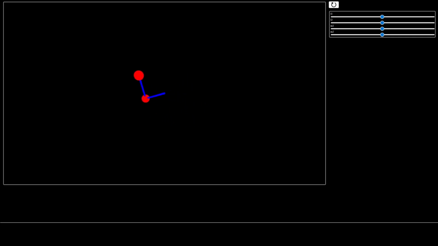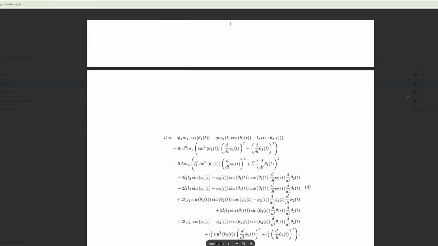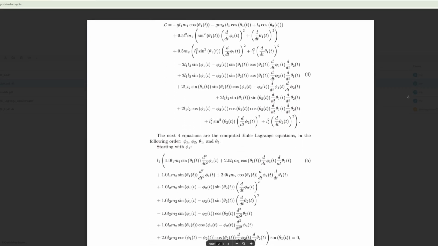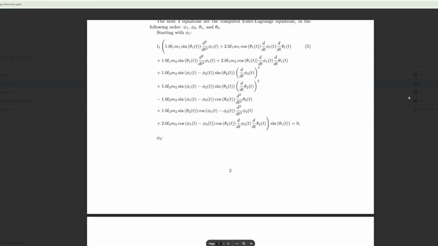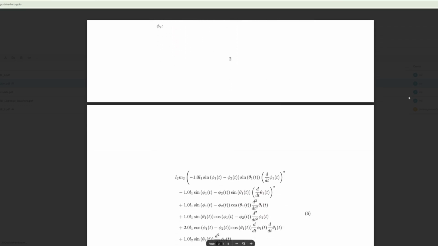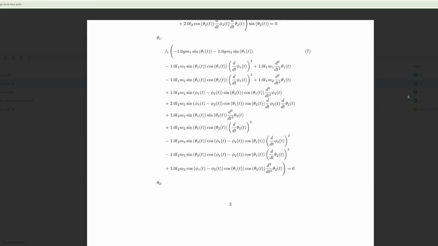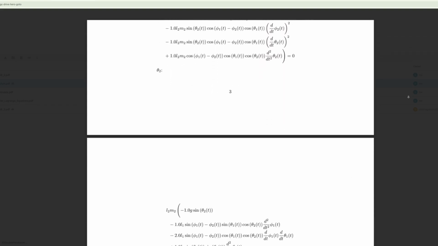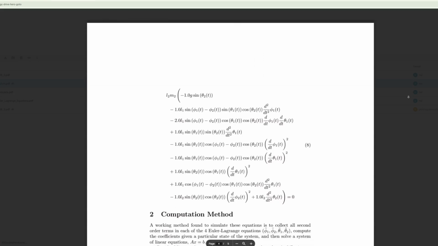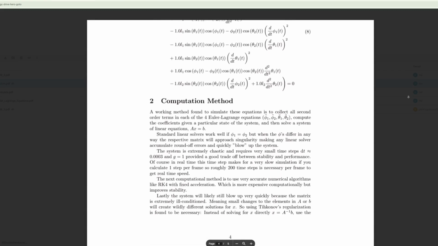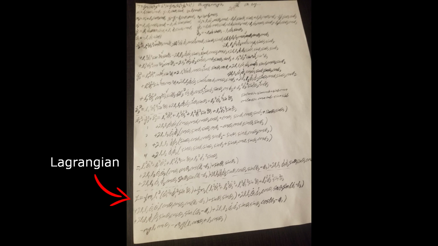To begin, I needed to find the equations of motion for this system. I wrote a quick paper that I will link in the description that gives full equations of motion derived using Lagrangian mechanics. As you can see, they are huge, taking up the entire page. Initially, I wanted to do the equations by hand, but after taking roughly 2 hours and a full sheet of printer paper to derive just the Lagrangian of the system, I gave up and looked for an alternative.